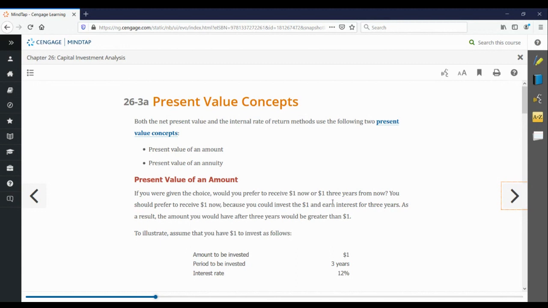So in this example, they're saying, would you rather receive $1 now, or would you rather wait to receive $1 3 years from now? And the choice would be that you would want to receive $1 now, because you could invest that money now and grow interest on it.